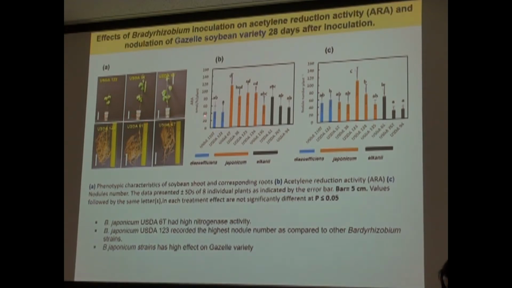In part B, it gives the nanomole per hour per plant, which is the nitrogenase activity measurement, for each individual rhizobia strain. I also placed the number of nodules, which gives the nodulation. According to this data, I highlighted some of the specific rhizobia strains which have high effects on nitrogenase activity.